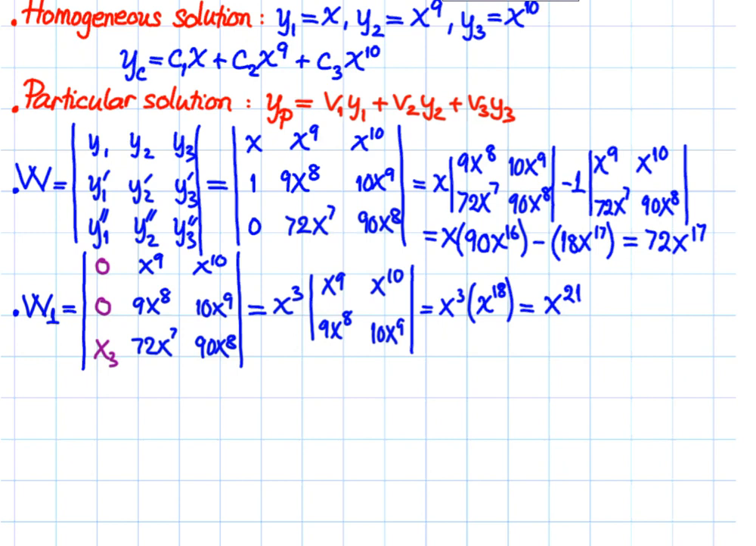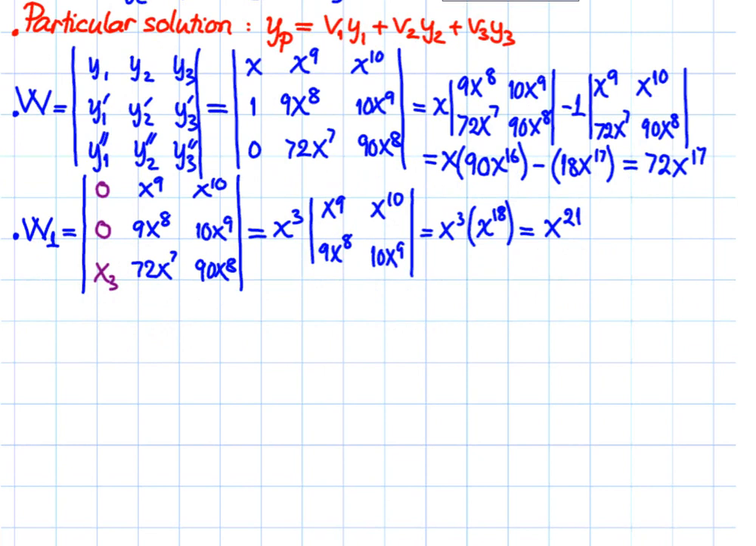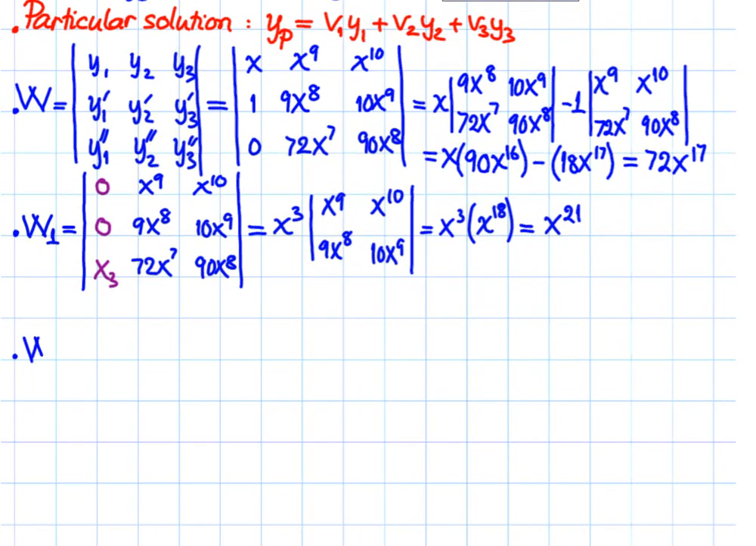Right, and then for W2, we will replace the second column by 0, 0, and then x cubed. Sorry, I don't know why I wrote x3.